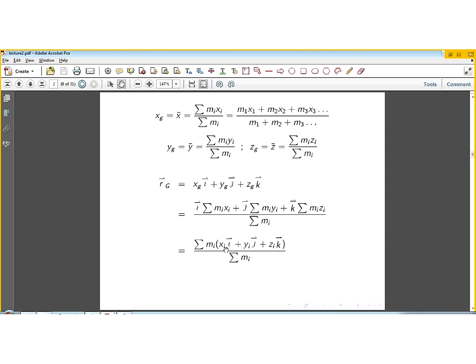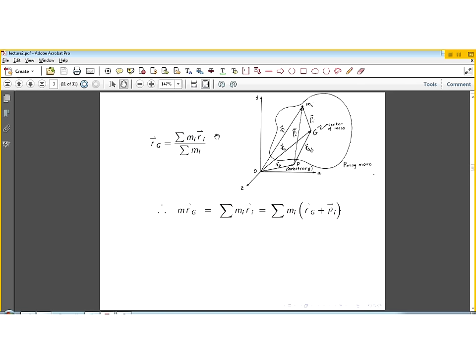Now once I do this, I realize that what I have between brackets here is merely a description of the position vector of the ith particle. So I can write what I have between brackets simply as r sub i, the position vector of the ith particle. And with this I've proven that the position vector of my center of mass, r sub g, as a vector, is simply the fraction of which the denominator is the mass of the total system, and the numerator is the sum of the products of the individual masses with their individual position vectors.